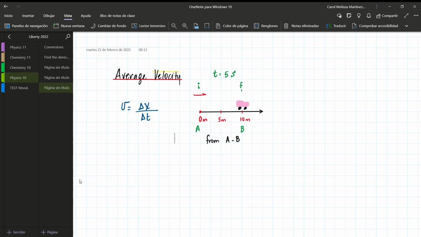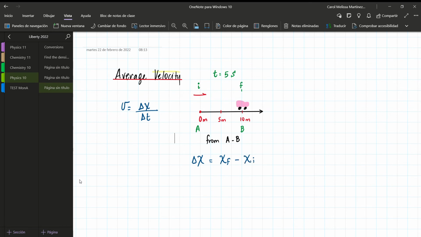That formula is called displacement, and is represented by the Greek letter delta and x, okay? X represents position. So because I'm doing a change in position, this is going to be called displacement. But the formula to get this displacement is final position minus initial position.